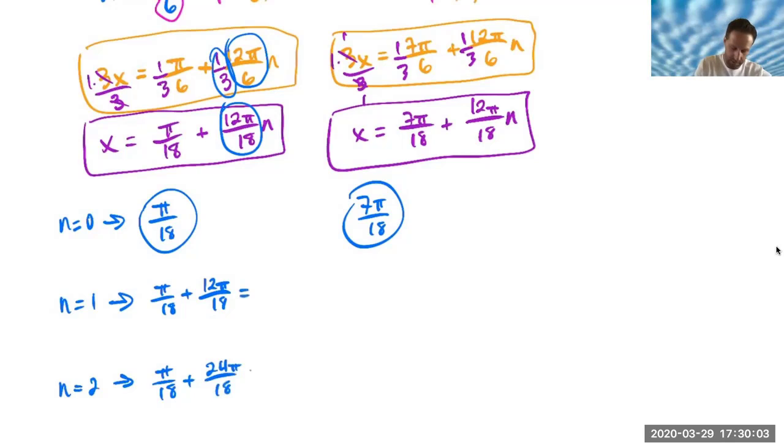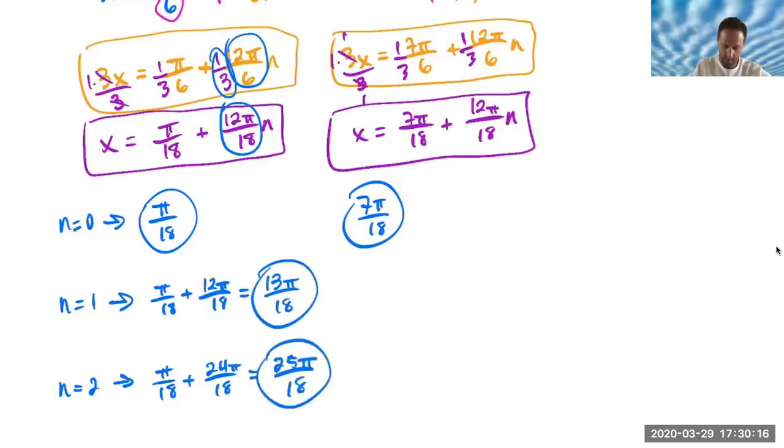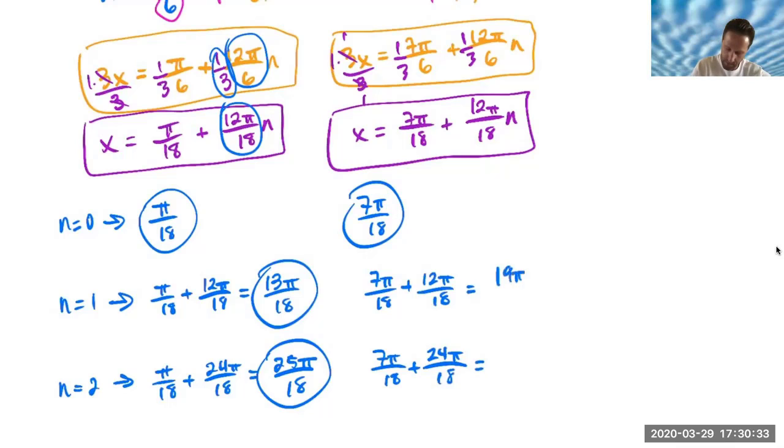And so my other two answers for the original pi over 18 would be 13 pi over 18 and 25 pi over 18. And if I do the same thing over here to the 7 pi over 18 and add 1 of my 12 pi, and then add a second, which again would be 24, I'll get my other two solutions, which would be 19 pi over 18 and 31 pi over 18.